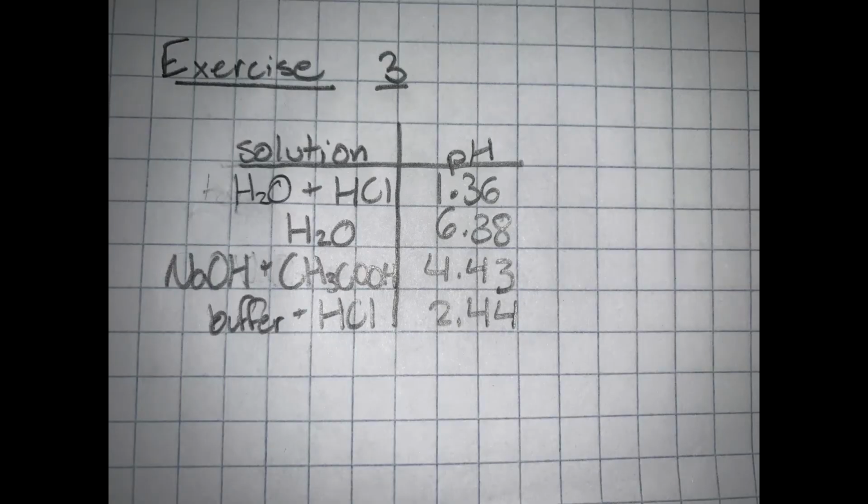In the final exercise, we evaluated the pH of different solutions. We found tap water and hydrochloric acid to have a pH of 1.36, tap water to have a pH of 6.38, sodium hydroxide and acetic acid to have a pH of 4.43, and a buffer solution and hydrochloric acid to have a pH of 2.44.